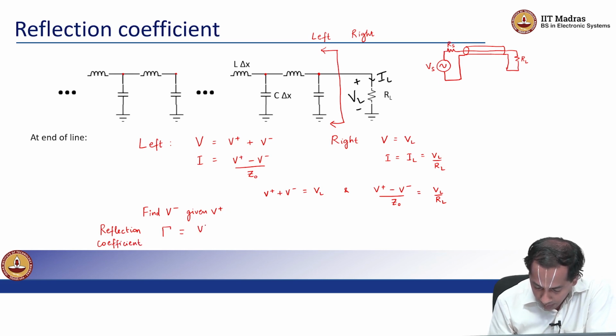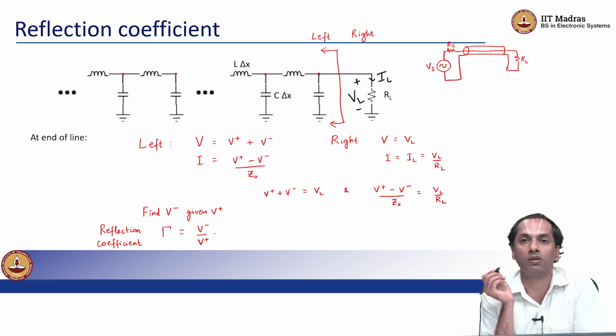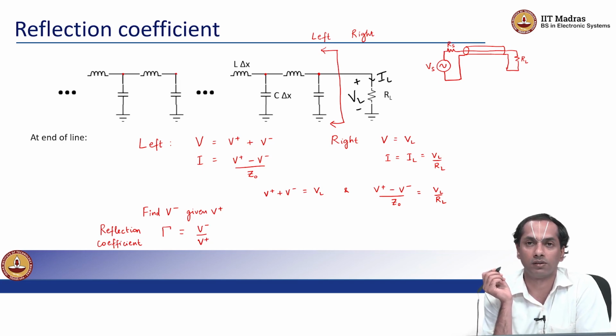Which is essentially V minus by V plus. Okay, it's a ratio. It's the ratio of V minus to V plus. So V plus is known, right? Which means that if you give me gamma, I can find out V minus, right? It is a stand-in for V minus.